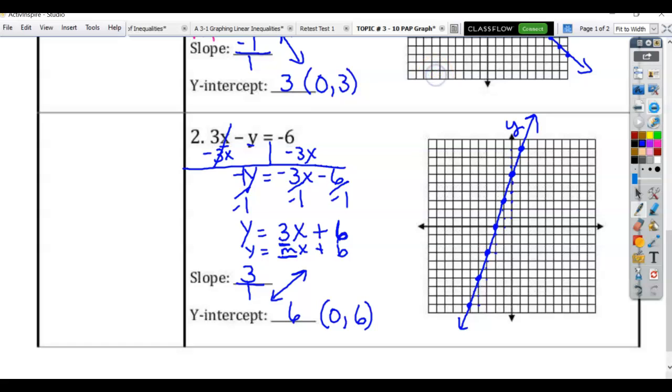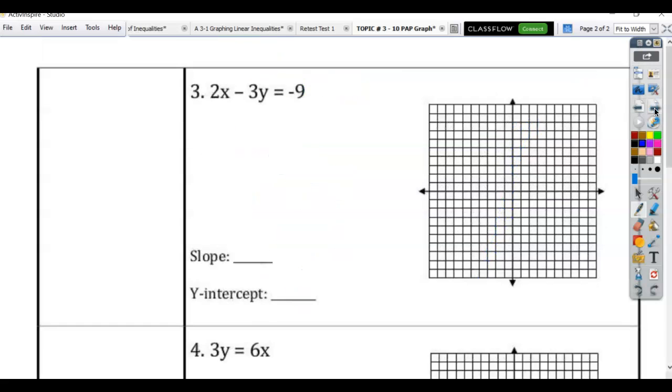Okay, let's go on over to the next one. All right, here we go. It's in standard form. Your x and y are on the left-hand side, so we're going to move x.